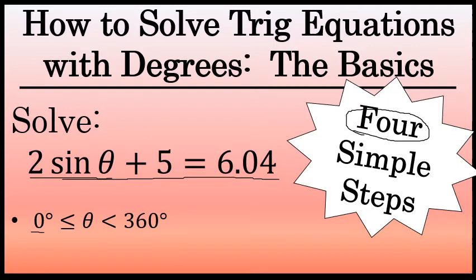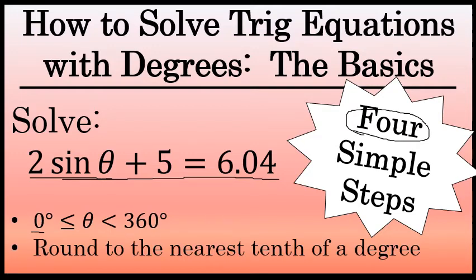Actually, most trig equations have an infinite number of answers, and this one does. However, we're only going to find the answers between 0 degrees and 360 degrees. We'll discuss how to do that as part of solving this equation. Additionally, the solutions to most trig equations are irrational, and here we're being asked to round to the nearest tenth of a degree. Let's begin.